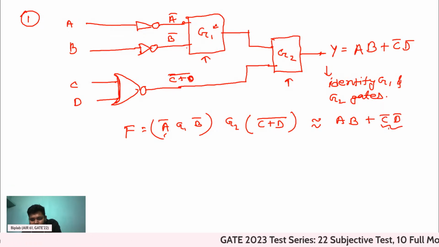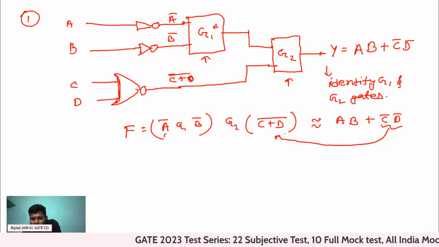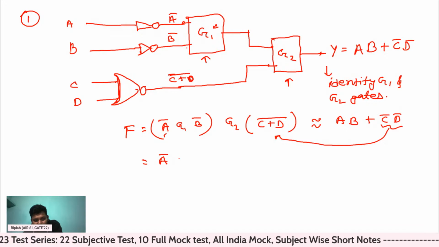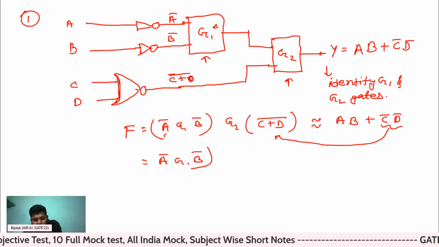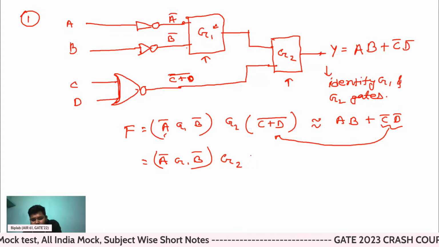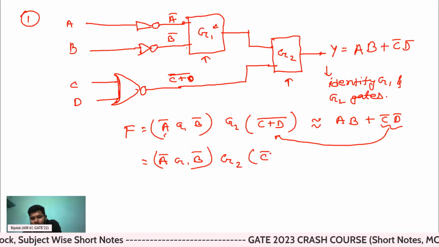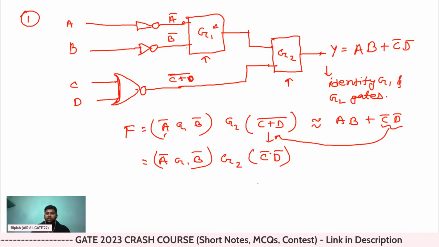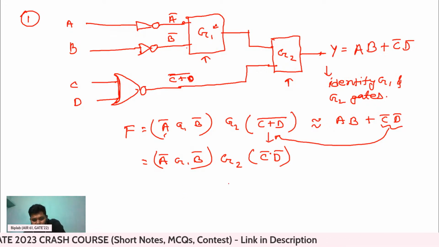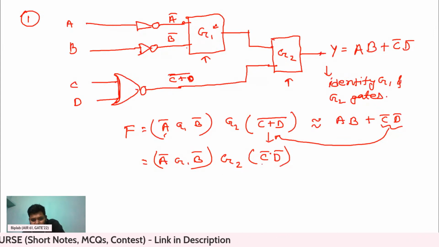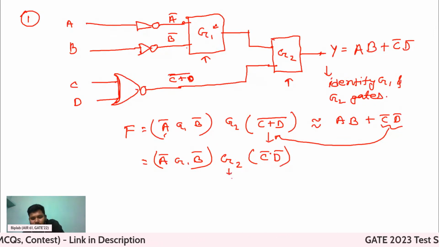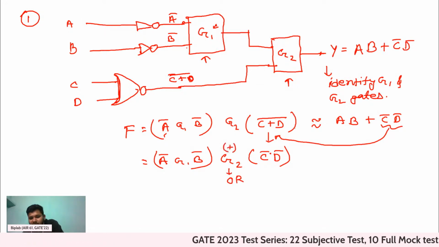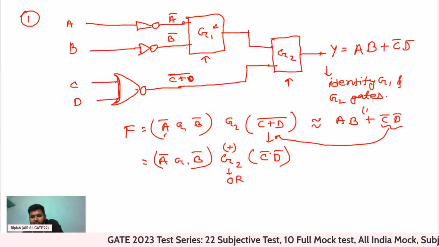Now one thing you can suddenly identify, this is already there. That is C plus D whole bar. It can again be written as A bar, G1, B bar, some G2 and C bar, D bar. By De Morgan's law we have written. So this is already present here. So when you identify that, you can directly say what G2 is. G2 is nothing but OR, so that you will have a plus sign here to match with this one.